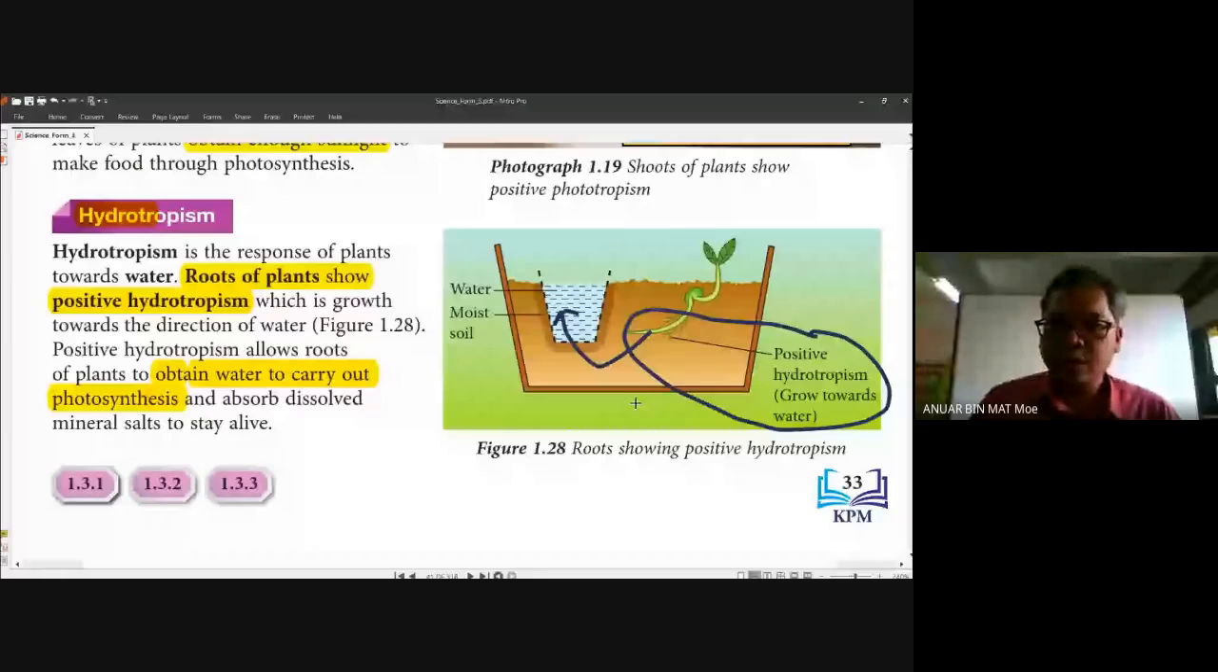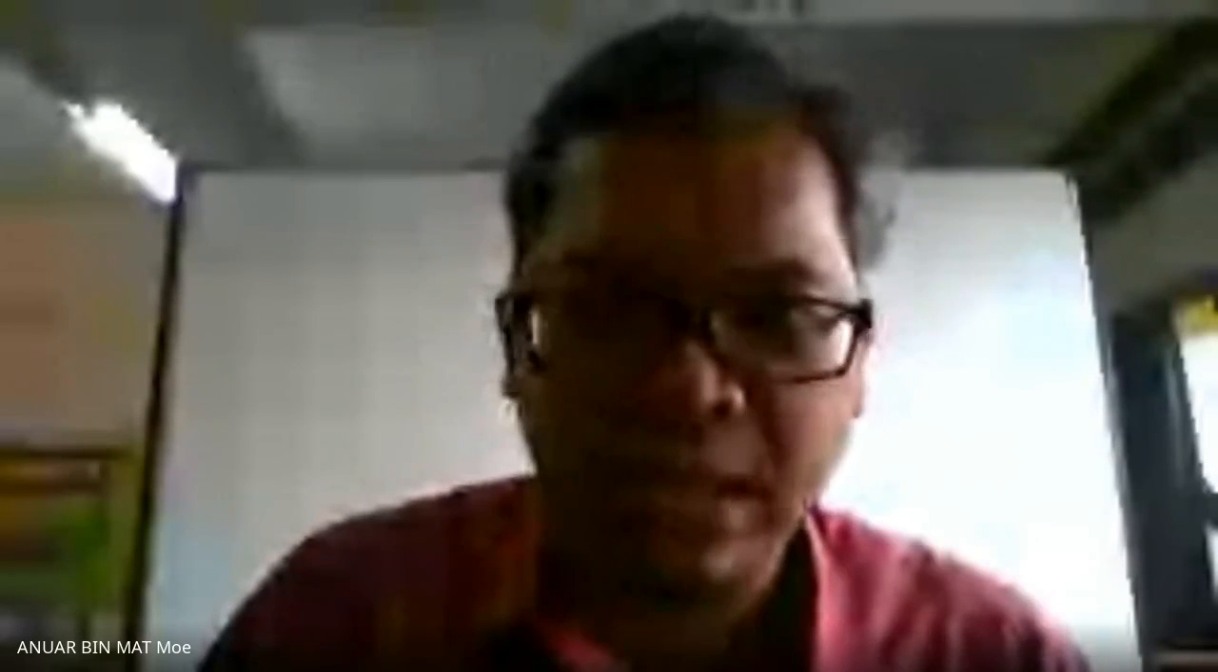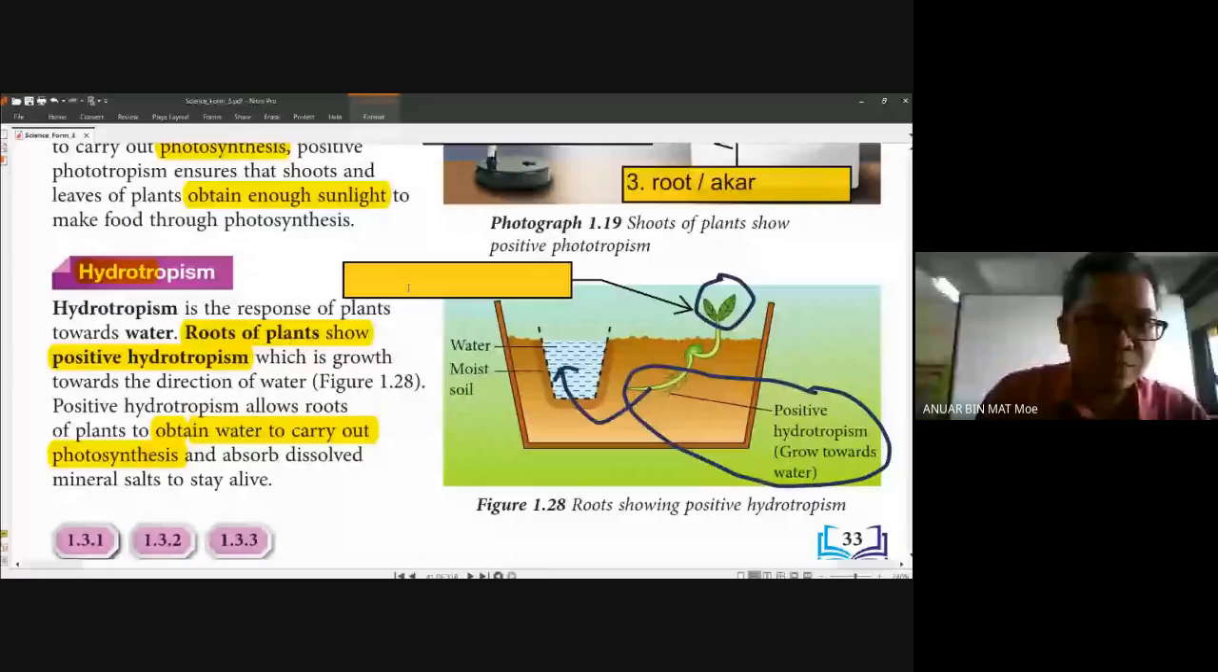So my question is, kalau daun ini shoot, okay, ini soalan biasa yang ditanya. This is the shoot. Okay, boleh nampak tak? Okay, saya besarkan lagi ya. This is shoot. What is the tropism of shoot? Negative or positive?